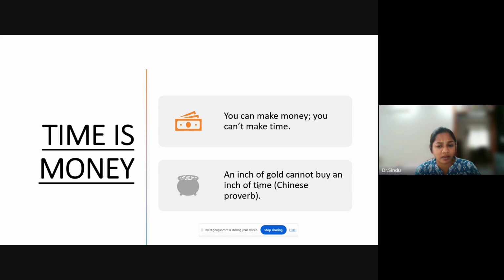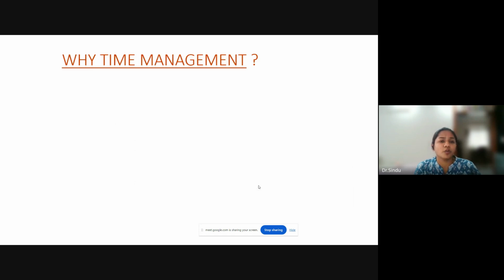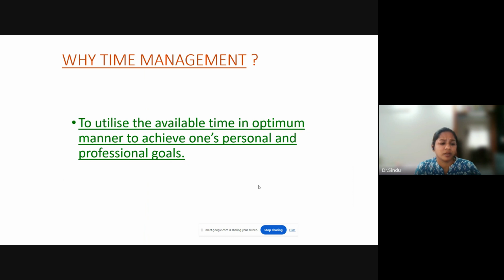You cannot buy time. So when you are using the time properly, the result will come definitely in a positive way. So time is money. So what is time management? Time management is when you are utilizing the time in an optimum manner, you can achieve your personal and professional goals.